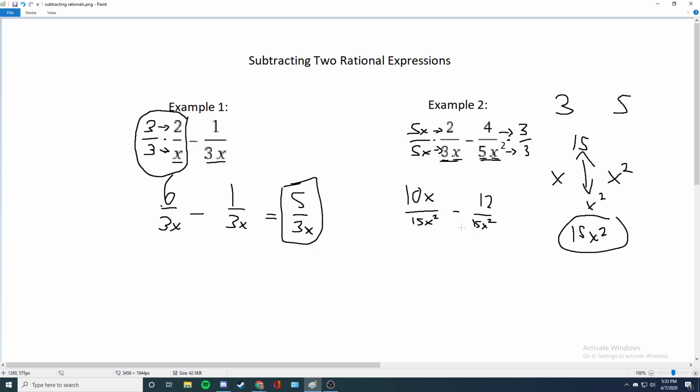So now that the denominators are the same, we can combine the numerators. And since this term is 10x and this term is 12, we can't actually combine them. So we'll just leave them in the same numerator together. So 10x minus 12 over 15x squared. And since this can't be simplified anymore, this is our final answer.